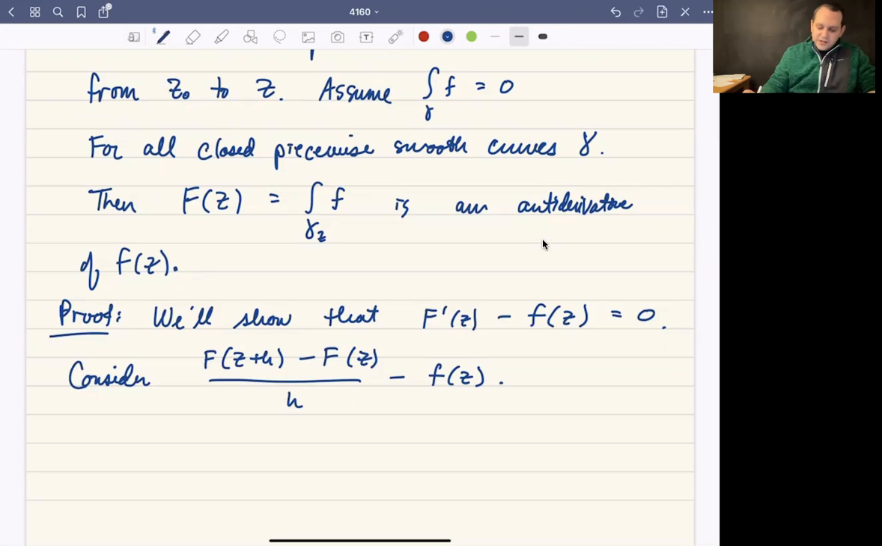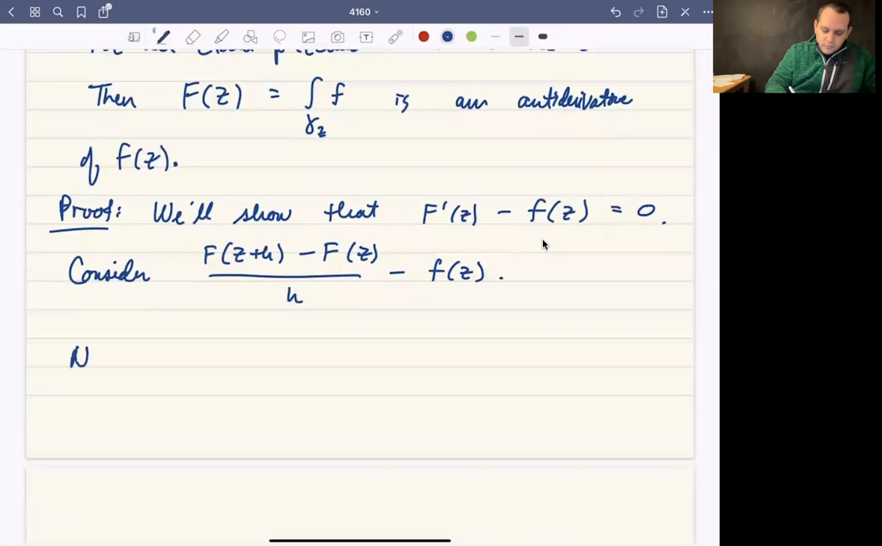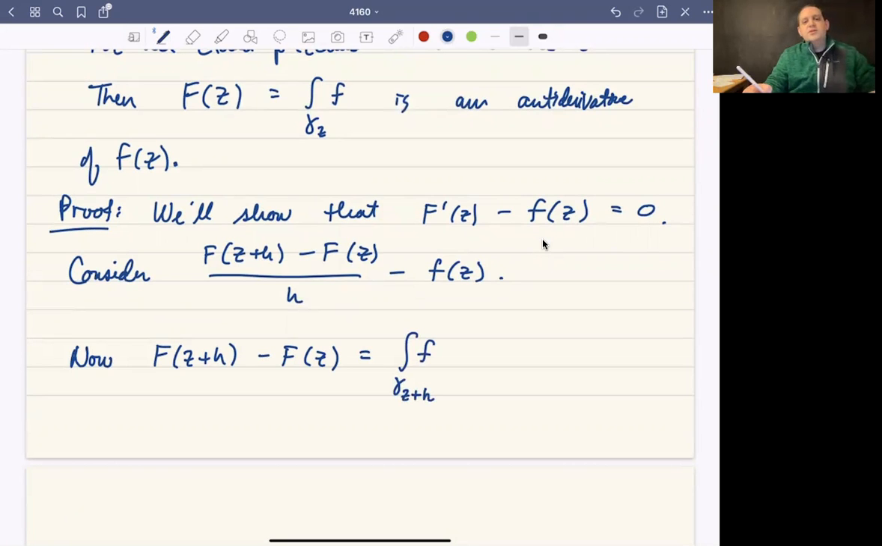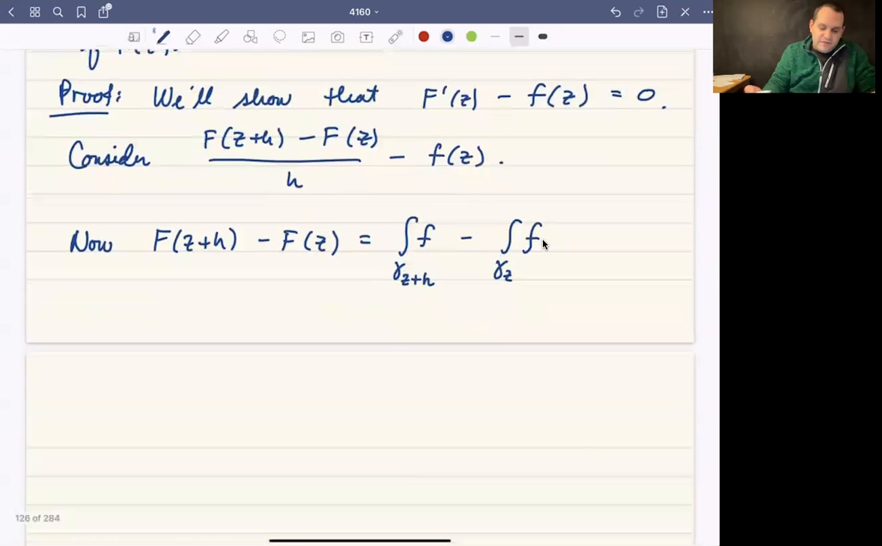Now, notice that capital F of z plus h minus capital F of z, well, capital F of z plus h is going to be the integral of f over the line integral of gamma sub z plus h. So what this means is that we're starting with the fixed point z naught, and this is going to be the line integral from z naught to that point z plus h. And then we're going to subtract from that the line integral from z naught to z. Okay, so just by definition, that's what these are.